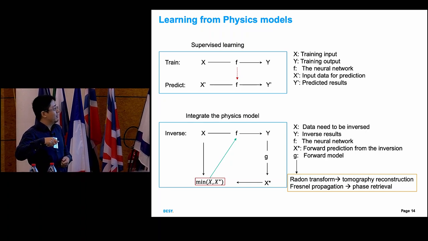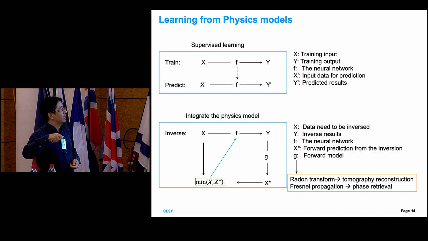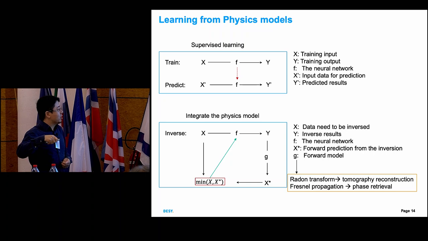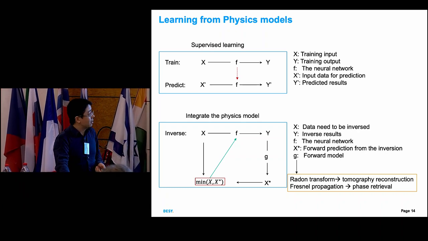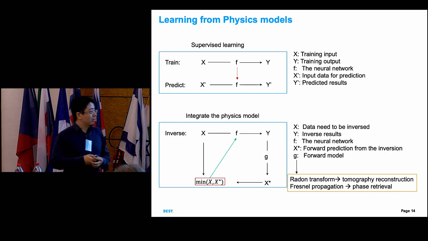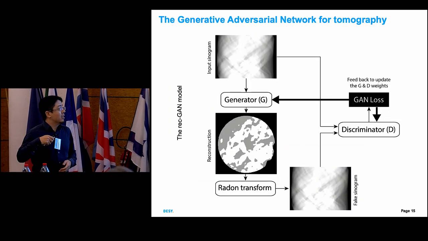Yeah, this is our very simple idea. You have an input, you use the network to get the predicted output, and then you use a forward model to do the forward propagation of the projection. This should be exactly the same as your target, your input measurement data. So with this minimization of the difference, you feed back to the network to do this kind of inversion. If you use a Radon transform, then it's tomography reconstruction. If you use Fresnel propagation, then you basically do near field phase retrieval. Yeah, so here is how we make it work.